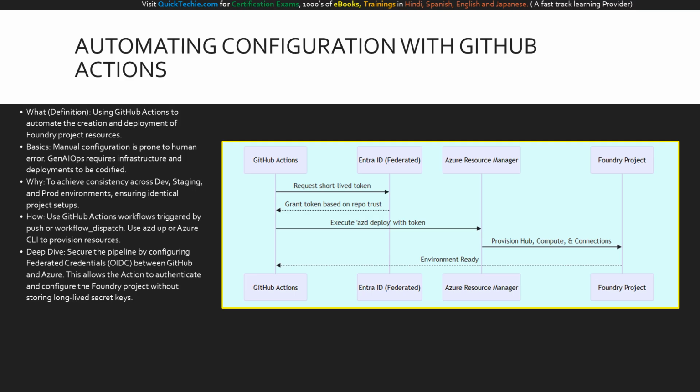GitHub Actions kicks off the process by requesting a short-lived token from Microsoft Entra ID via an OIDC federated connection. Entra ID verifies the repository's identity and grants the token, no passwords required. GitHub Actions then executes the deployment command, passing the token to the Azure Resource Manager. The Resource Manager takes over, automatically provisioning the AI Hub, compute resources, and necessary connections within the Foundry project. Once complete, it signals back that the environment is fully configured and ready for the data science team.